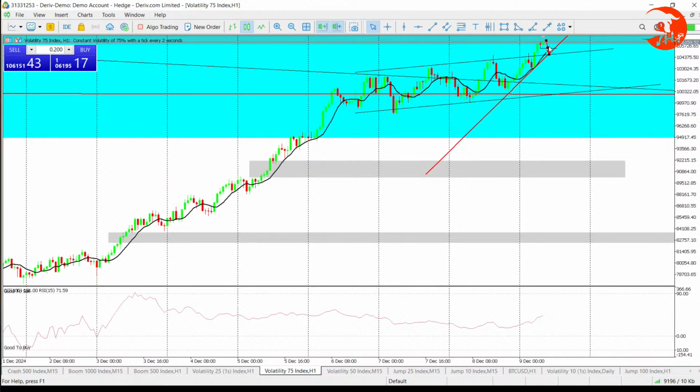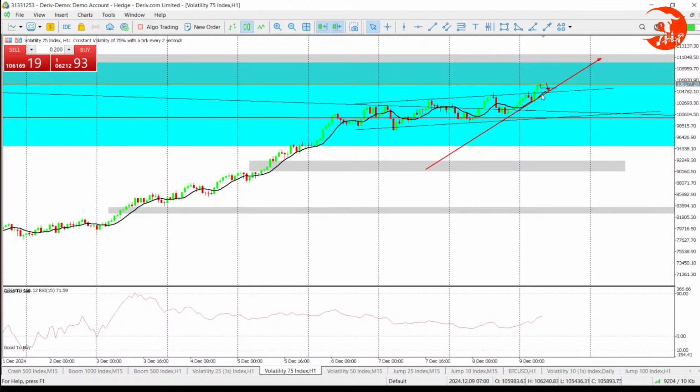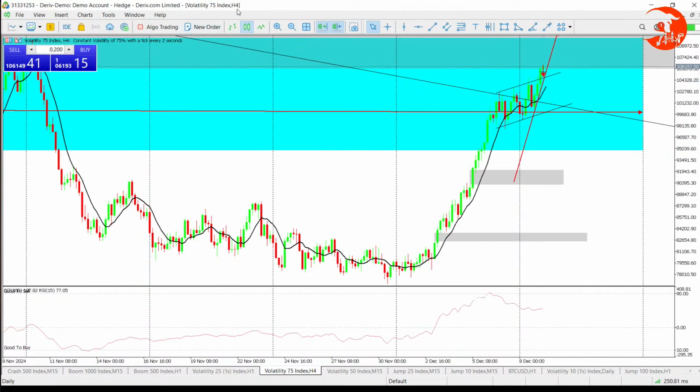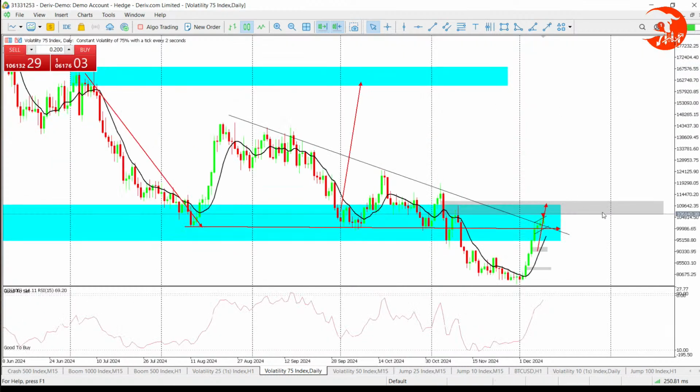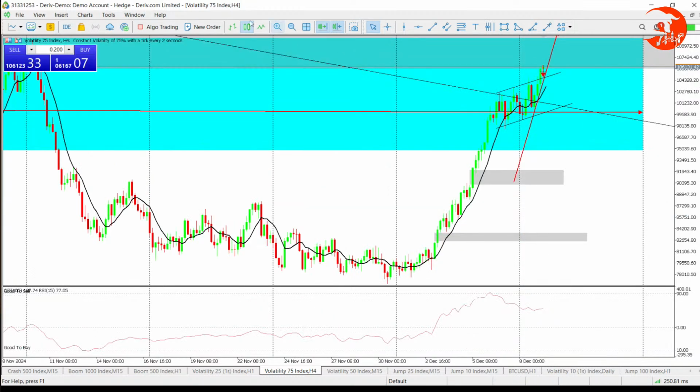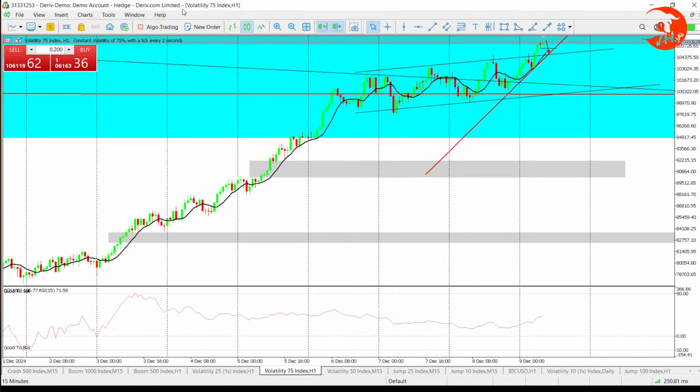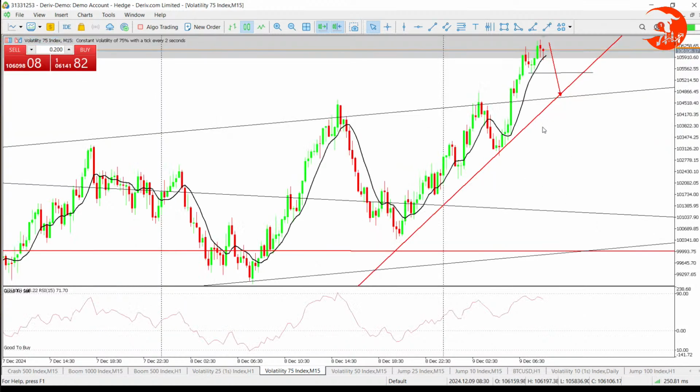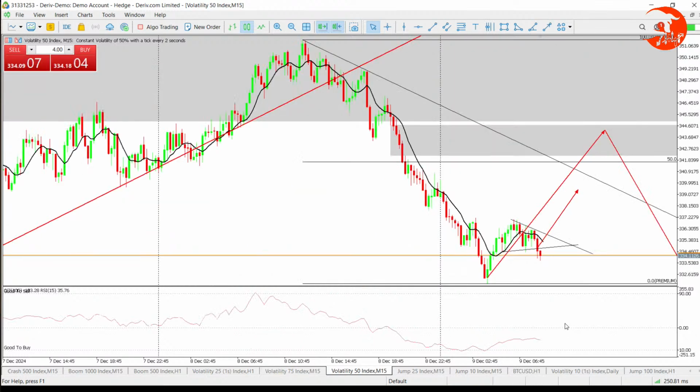Once I have that kind of pullback, then I can clearly enter my buys to take me to at least 50% of that OB that we are looking at. This OB here, fair value gap according to the daily time frame. Alright, so that is clear. I can leave it at M15 and I wait for entries there for the buys. Go to V50.